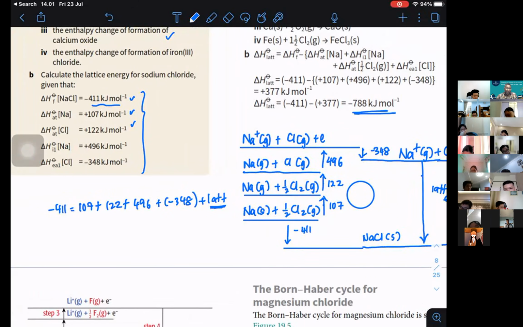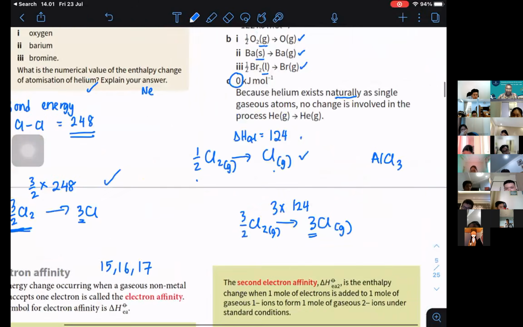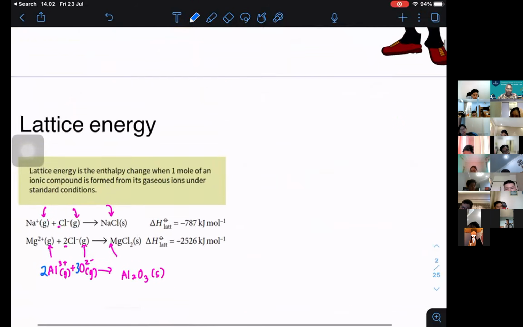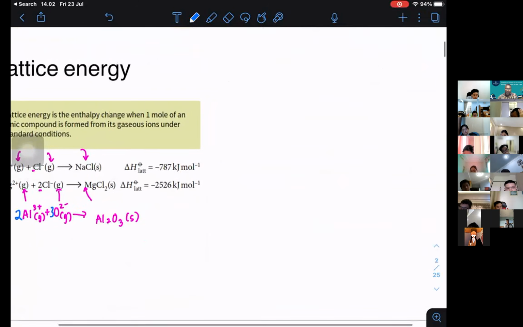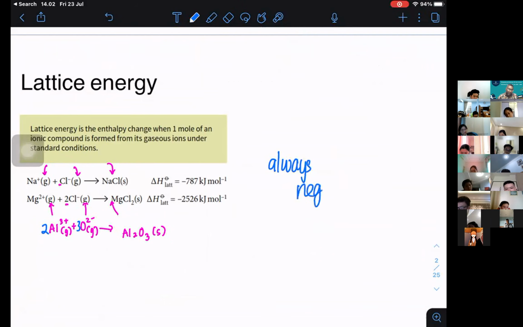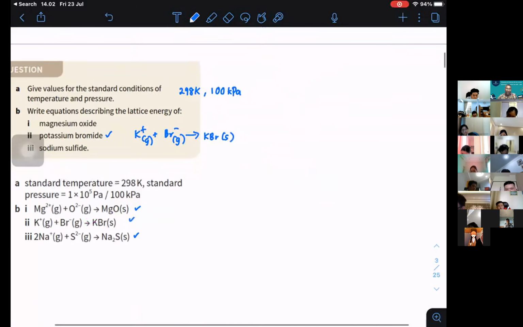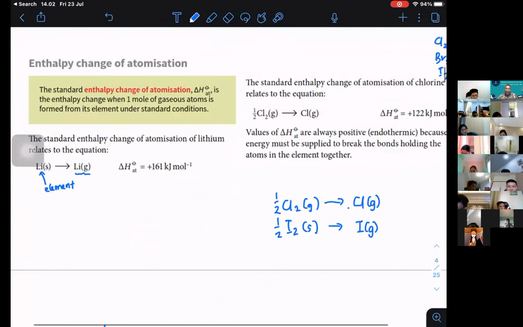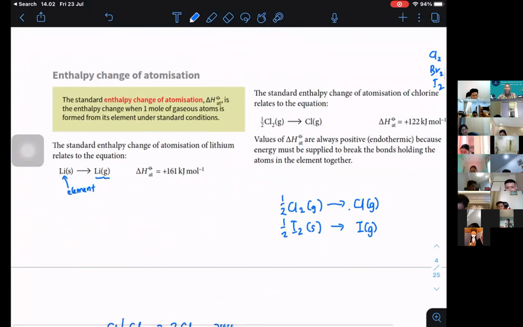Now, one thing that I missed over here in this PowerPoint slide: you need to also take down the note that lattice energy is always negative. Why? Because it involves formation of bond. And when you look at atomization, you are breaking bond, so therefore it's always endothermic.